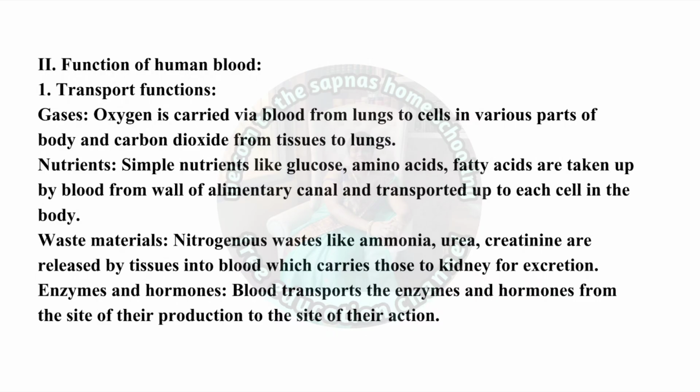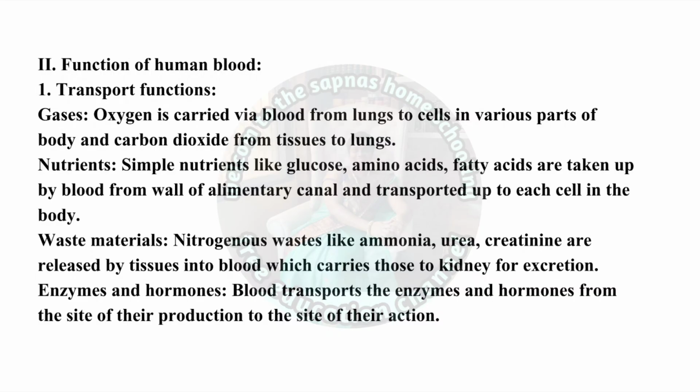Function of human blood. Transport functions. Gases. Oxygen is carried via blood from the lungs to cells in various parts of the body, and carbon dioxide from the tissues to the lungs. Nutrients. Simple nutrients like glucose, amino acids, and fatty acids are taken up by blood from the wall of the alimentary canal and transported to each cell in the body.